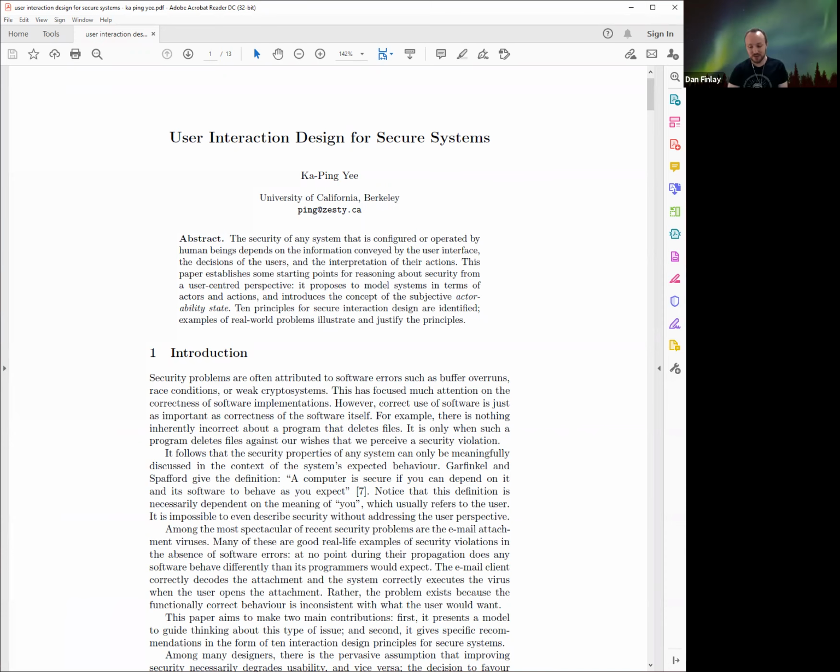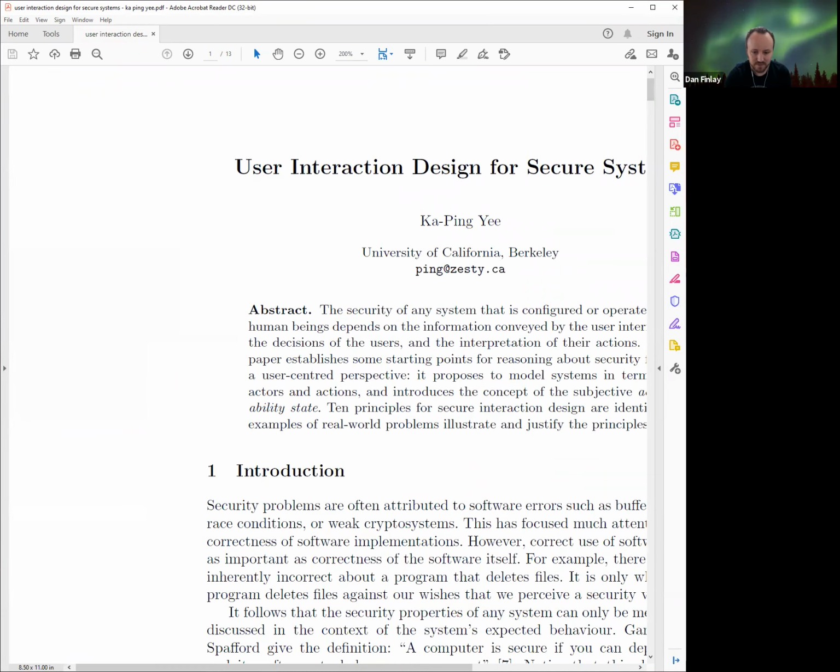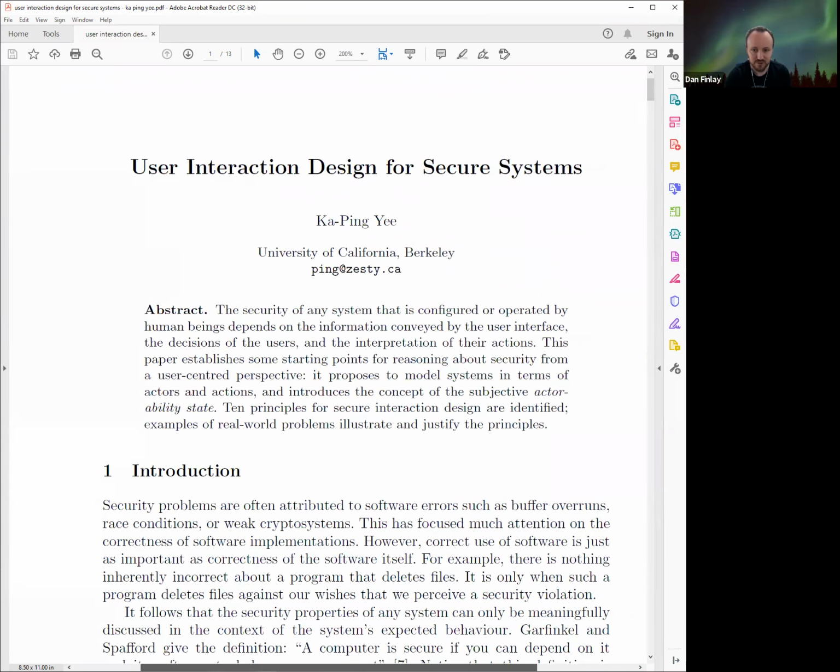Anyways, Ka-Ping Yee, clearly a really great educator and thinker. And here he's taking on the topic of building secure interfaces. So let's see what he has to say. I'm going to just zoom in a little bit here for your benefit.